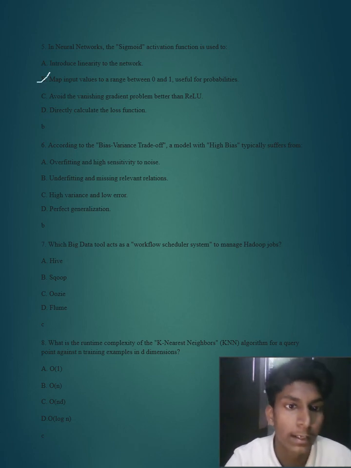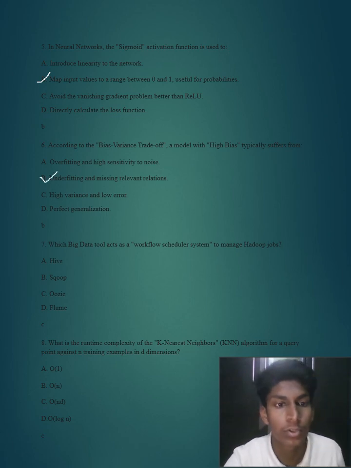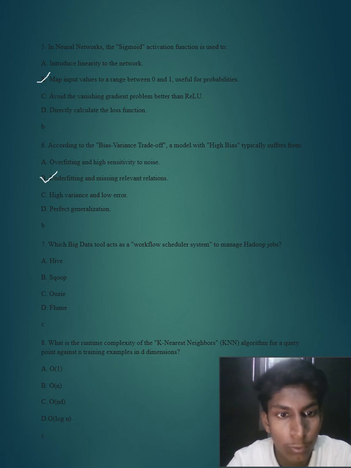Okay. Next, according to the bias-variance trade-off, a model with high bias typically suffers from overfitting and high sensitivity to noise, underfitting and missing relevant relations, high variance and low error, perfect generalization. The correct answer is underfitting and missing relevant relations. Question number 7. Which big data tool acts like a workflow scheduler system to manage Hadoop jobs? Hive, Sqoop, Oozie, Flume. Oozie is the correct answer.